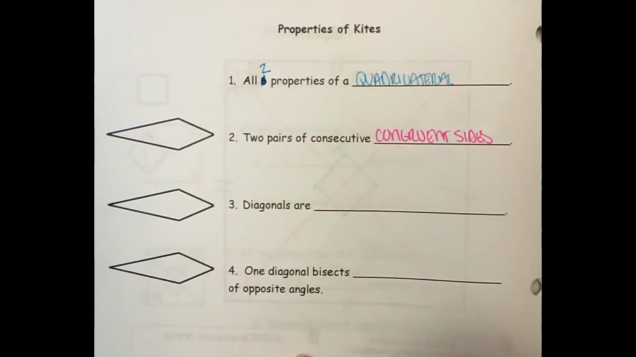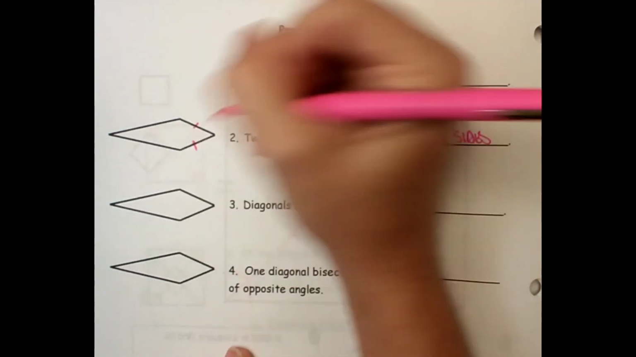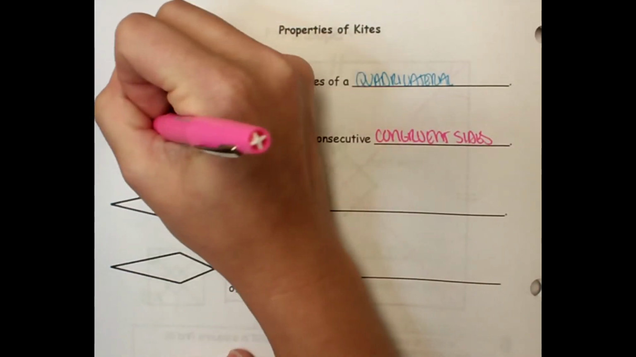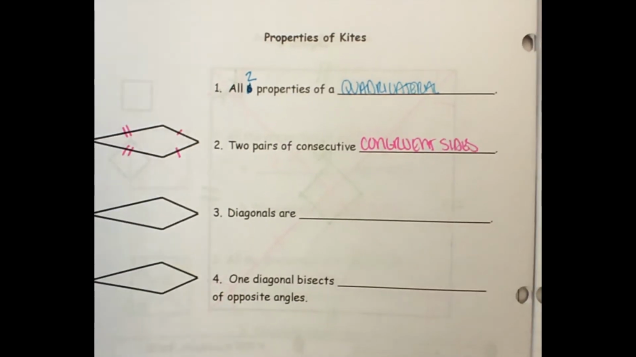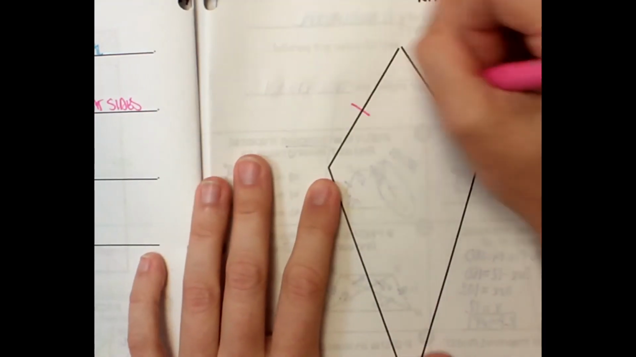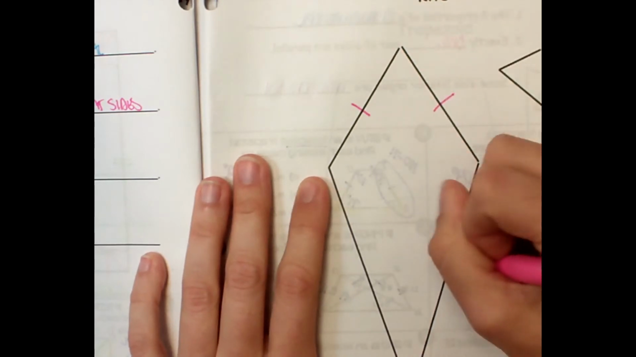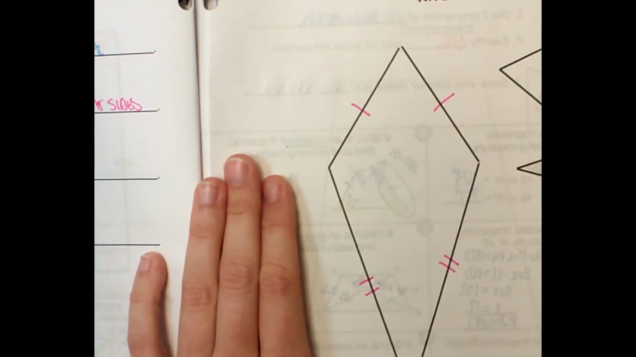So the consecutive sides are congruent. Well, what does that mean? That means that this side is congruent to that side. This side is congruent to that side. So they're consecutive and they're congruent. So if we go back to our main picture, this one's congruent to that one. This one is congruent to that one. Just like the picture makes you look to believe.